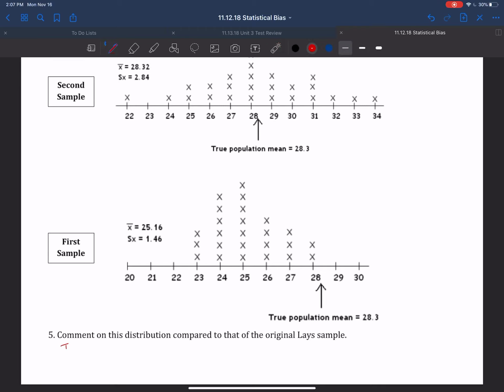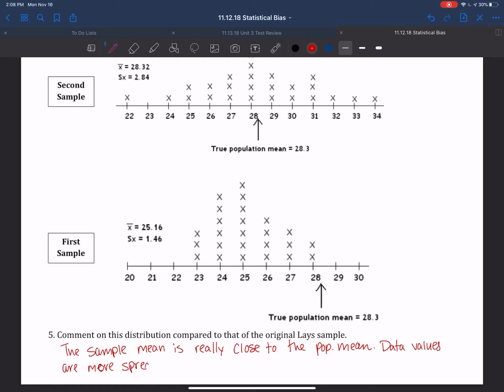So we can say the sample mean is really close to the population mean. And data values are more spread out, which equals a large range of results. So you can see graph number 2 has a much larger spread to it than graph number 1.